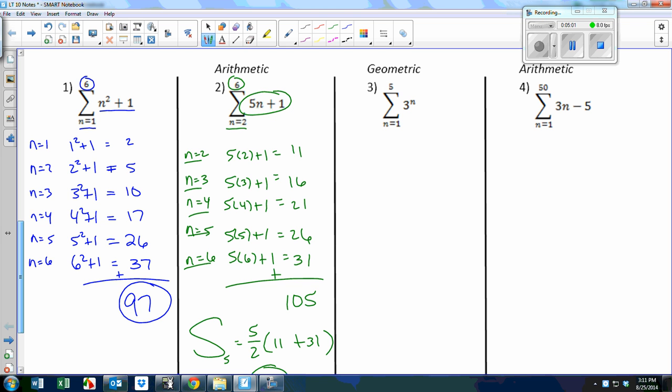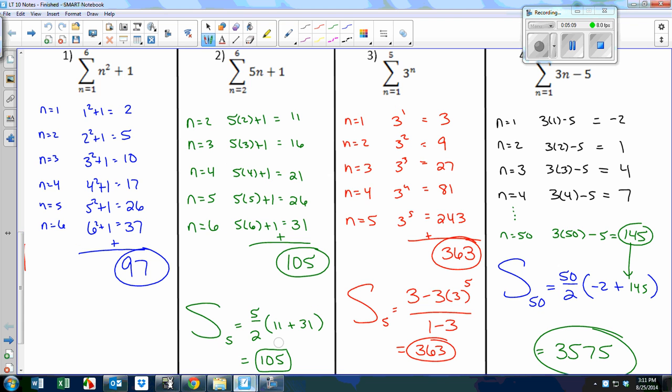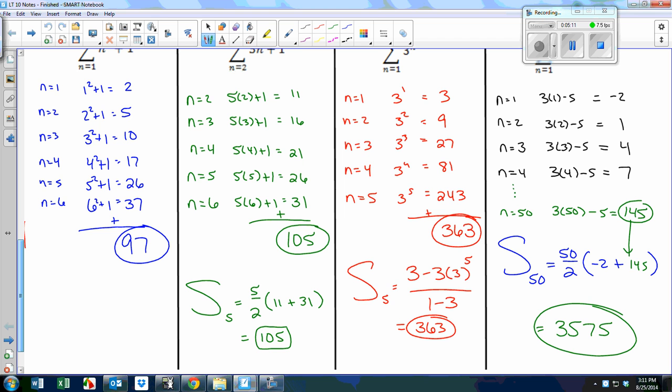All right, real quick, number 3 and number 4. Number 3 is asking you to add the first through the fifth term of this pattern, so I'll show you that answer. You plug in the first, second, third, fourth, fifth. Add them up, 3 plus 9 plus 27 plus 81 plus 243, you get 363. And because it's geometric, you also could have used the geometric formula, taking the first term 3 times 1 minus r, which is 3, raised to the exponent 5, divided by 1 minus r. And you also could have got that answer, 363.